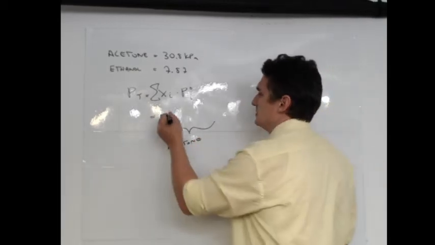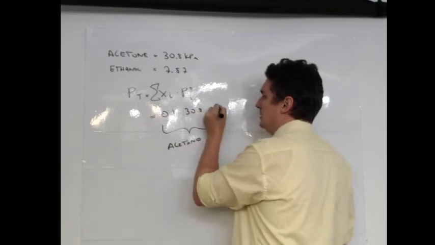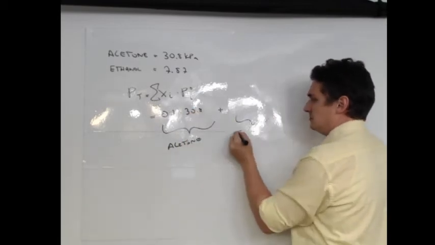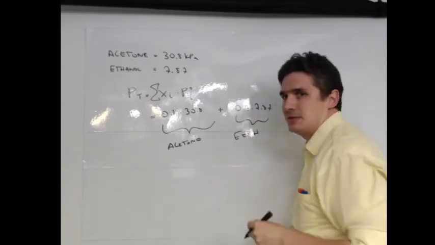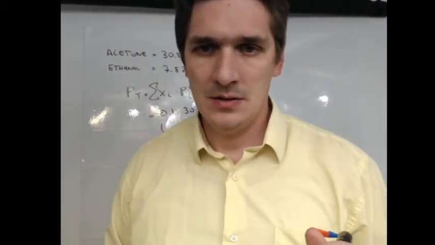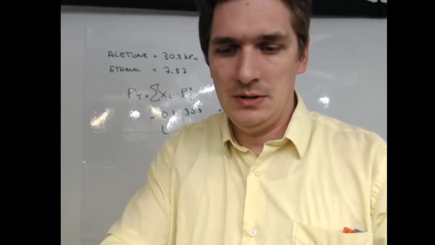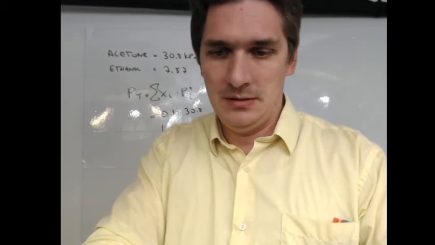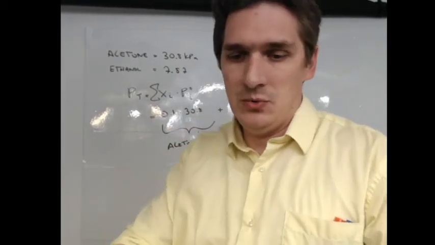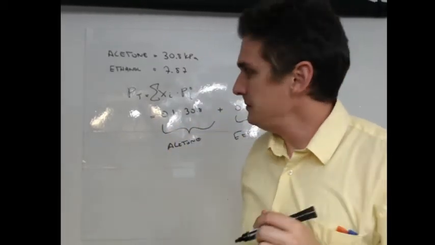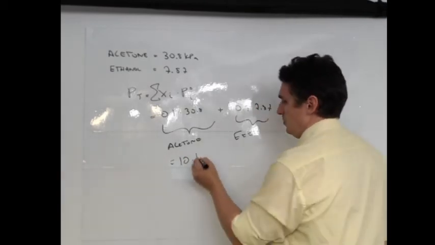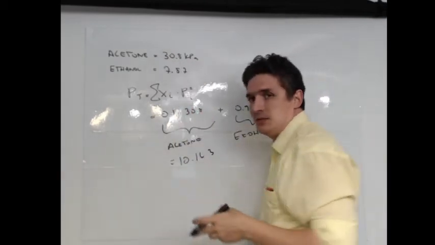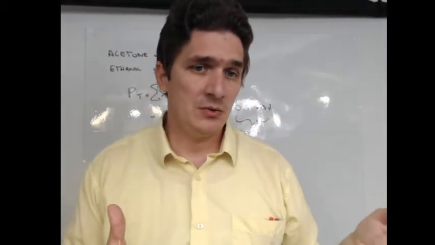it's 10% acetone, so it's going to be 0.1 times 30.8. And for our ethanol contribution, it's the 0.9 times the 7.87. So I'm going to carry out that calculation really quick. 0.1 times 30.8 plus 0.9 times 7.87. Your final answer is going to be 10.163.